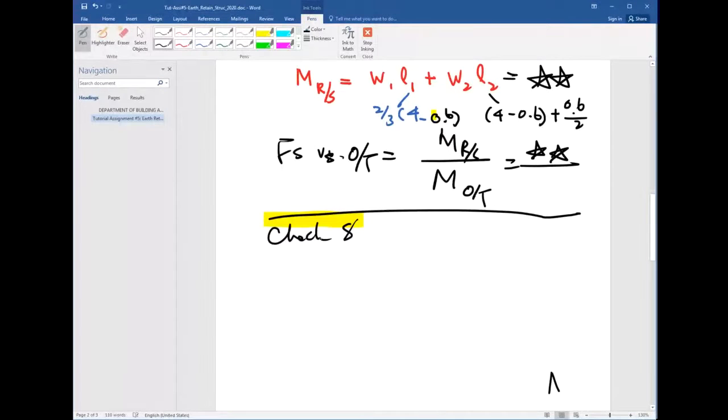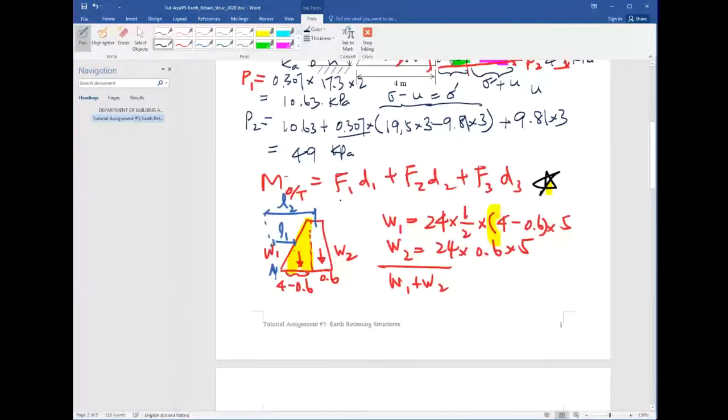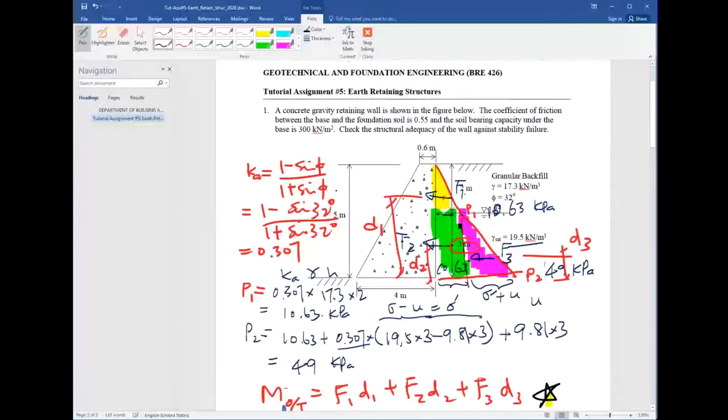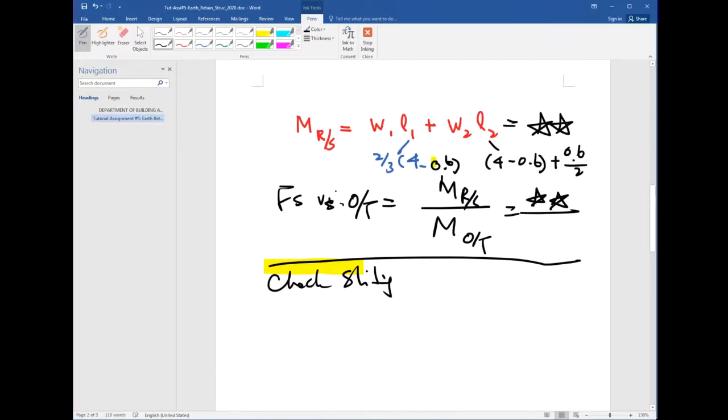Okay, chest sliding, right? What's the sliding force? F1 plus F2 plus F3, right? So you got the area of those components. So the sliding force is equal to the summation of F1, F2, and F3, right? The sliding force.